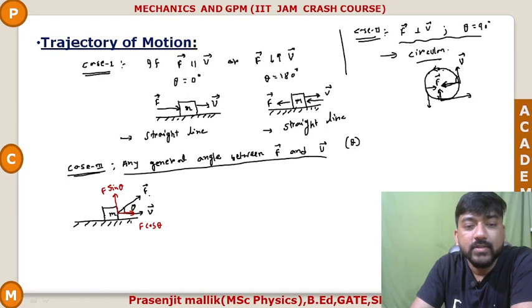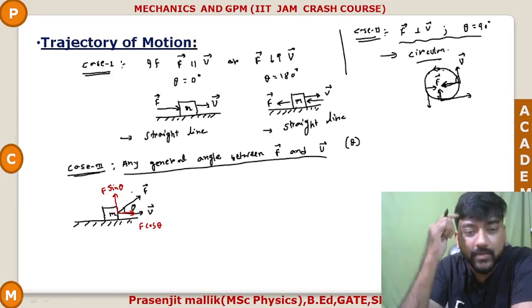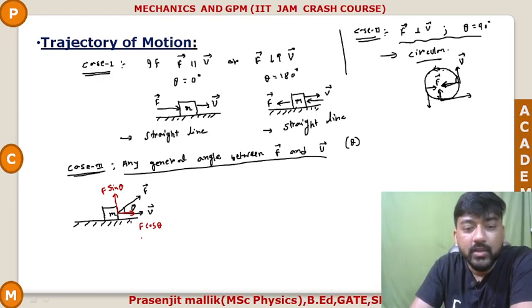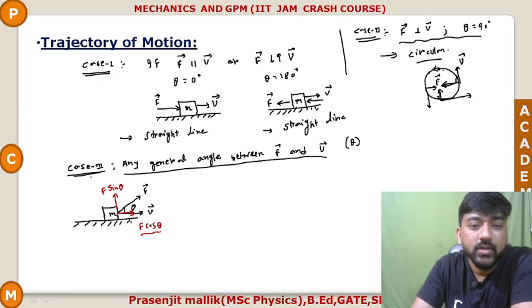So you can see that F cos theta is parallel to v and F sin theta is perpendicular to v. So F cos theta tries to pull the object along a straight line, but F sin theta will try to pull the object along a circle, because F sin theta is perpendicular to v, so that will be similar to case 2, and F cos theta is parallel to v, so that will be similar to case 1.